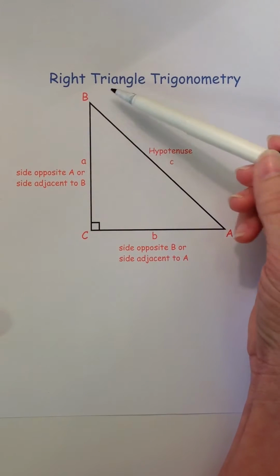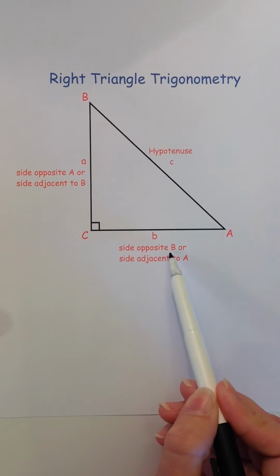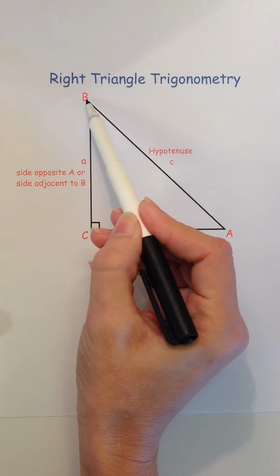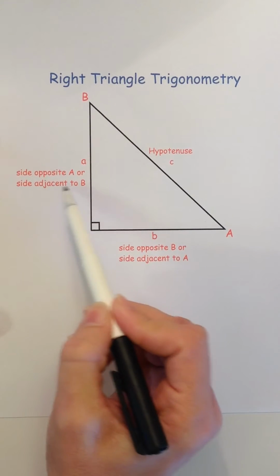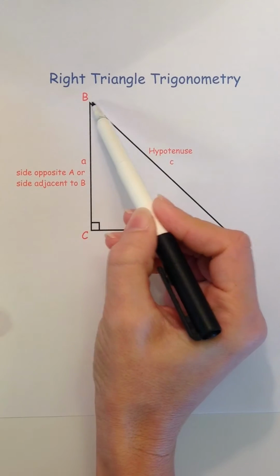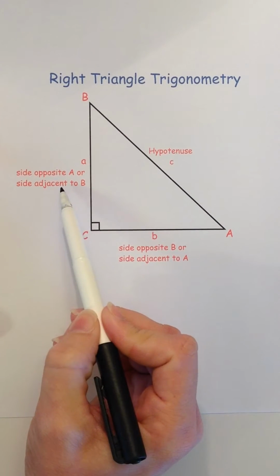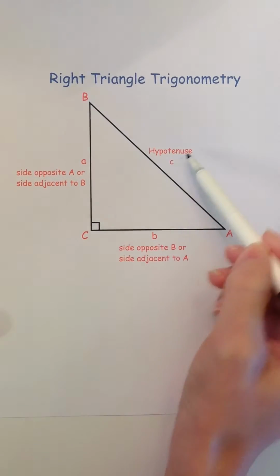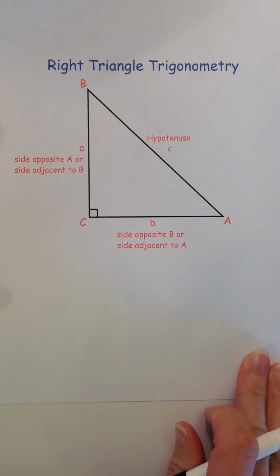If you were to look here at angle B, this would be the side opposite angle B, and then going back to angle B to this side, that would be the side that's adjacent to angle B. So again, from angle B, this would be the opposite side, and this would be the adjacent side. And this is your hypotenuse. That's what we're going to be using to define our six trig functions, based on opposite, adjacent, and hypotenuse.